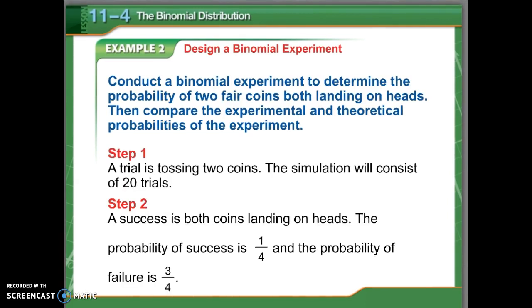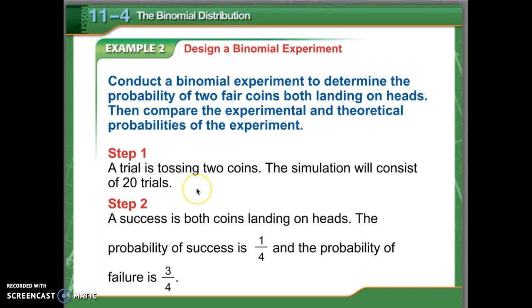So, first step, what's going on? The trial is going to be tossing 2 coins. How many trials are you going to do? You're going to do 20 of them, because that's going to be enough to get a feel for what's going on. You want to pick a sort of high number. You don't want to pick like 4 trials or something. In general, if you ever go to the AP statistics course, your trial size should be at least 30. However, they kind of break the rule here because they don't cover the law that says that you need to have at least 30 trials.